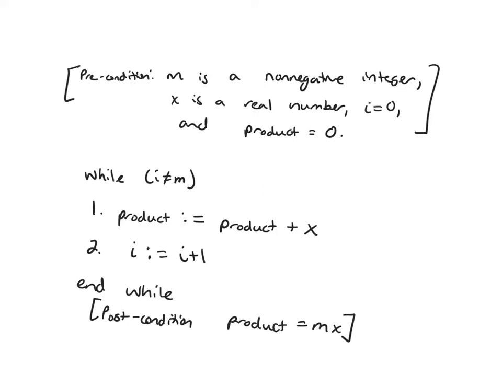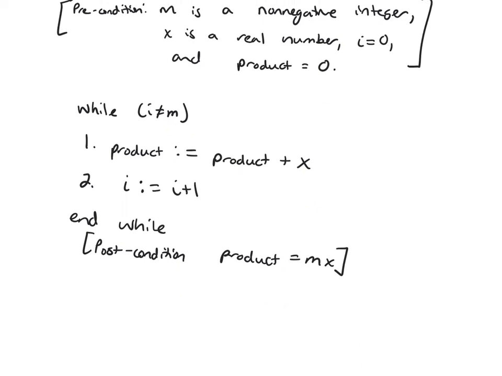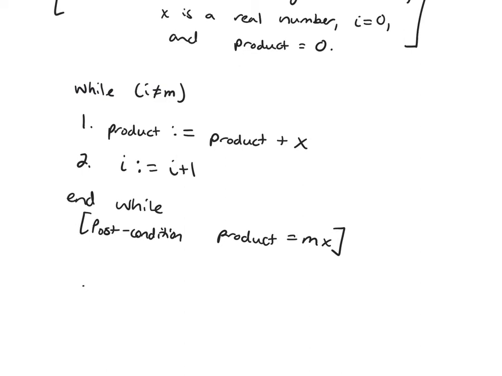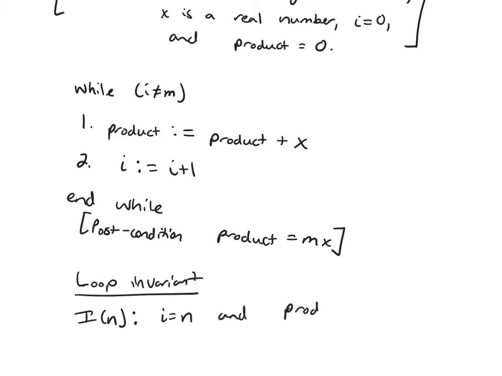So we were previously talking about this while loop where we were defining a product without a product operator. And we want to make sure that this is a correct algorithm. So remember, we use the idea of loop invariance here. So what will our loop invariant be? I'm going to use In, and it's going to be the statement i equals n, and we want the product to be equal to n times x.